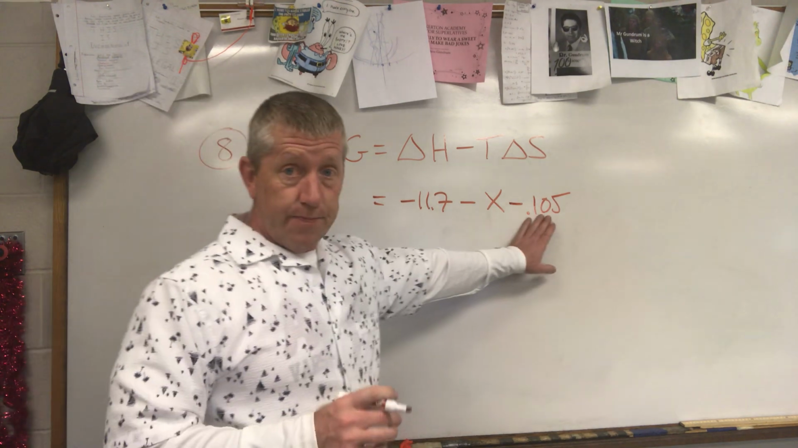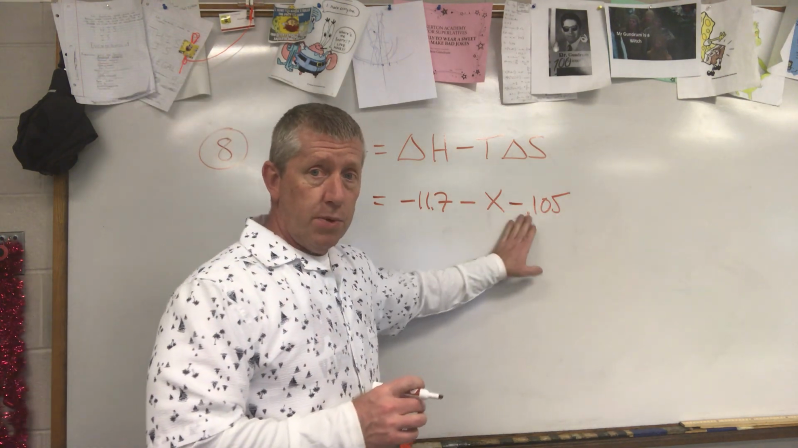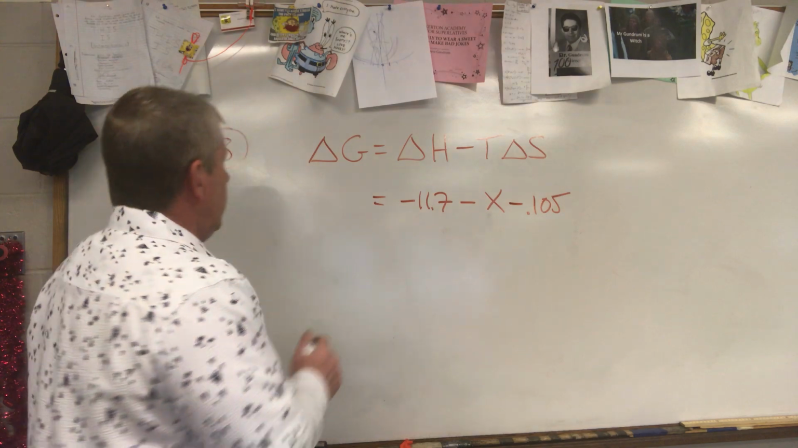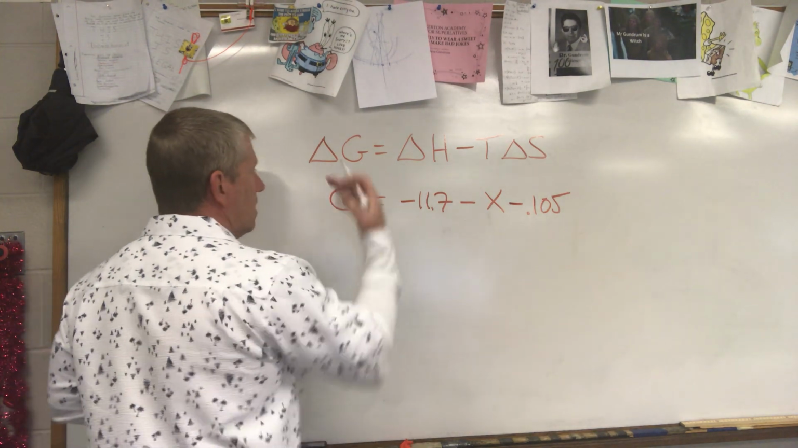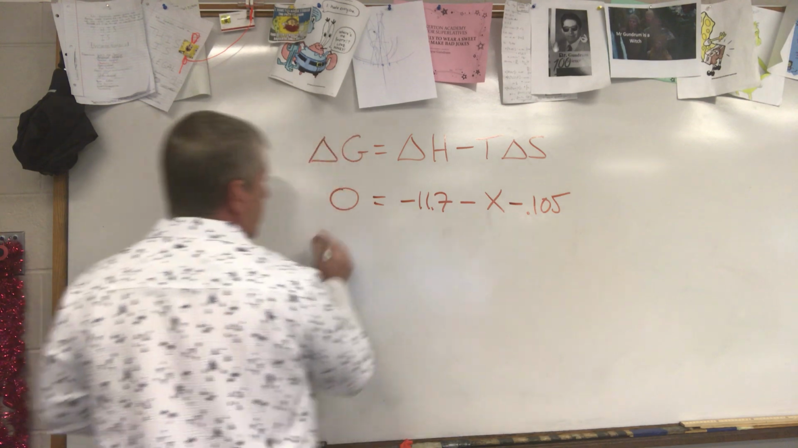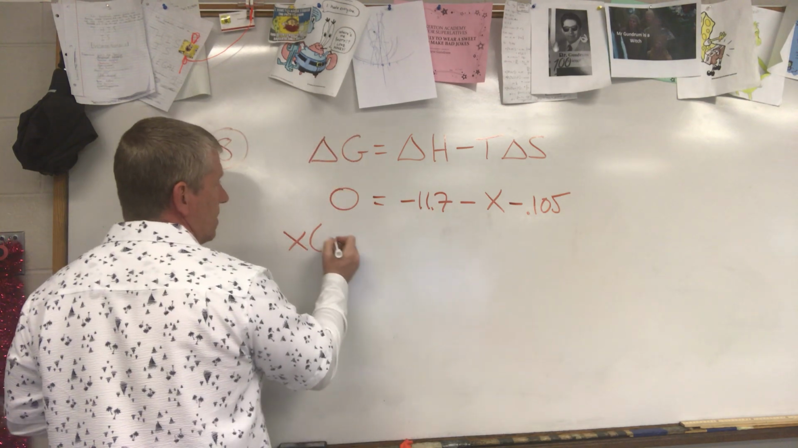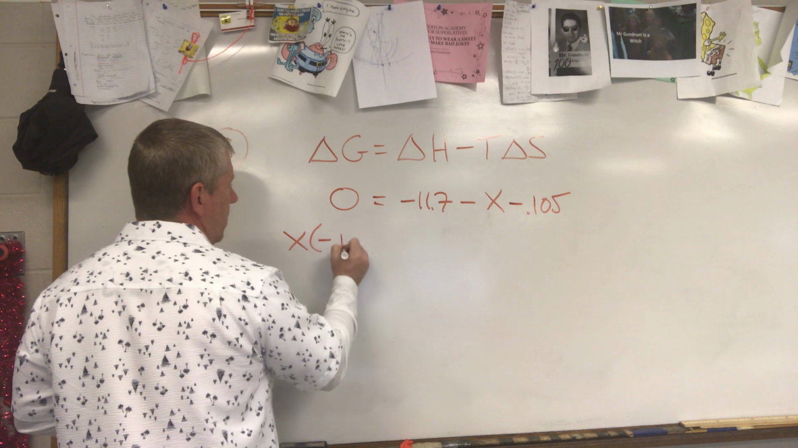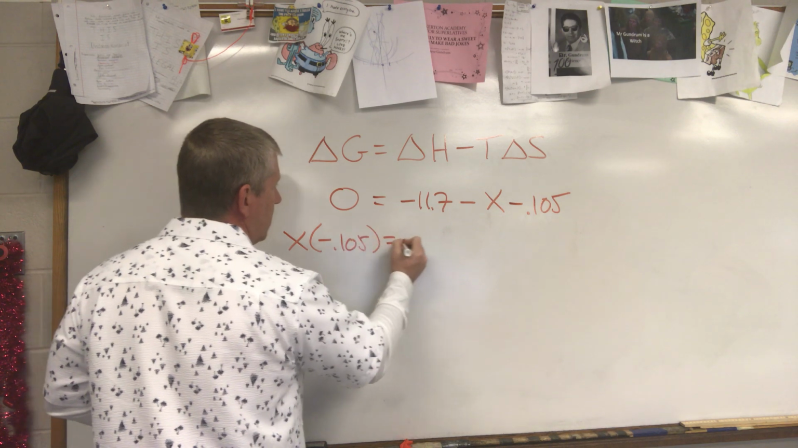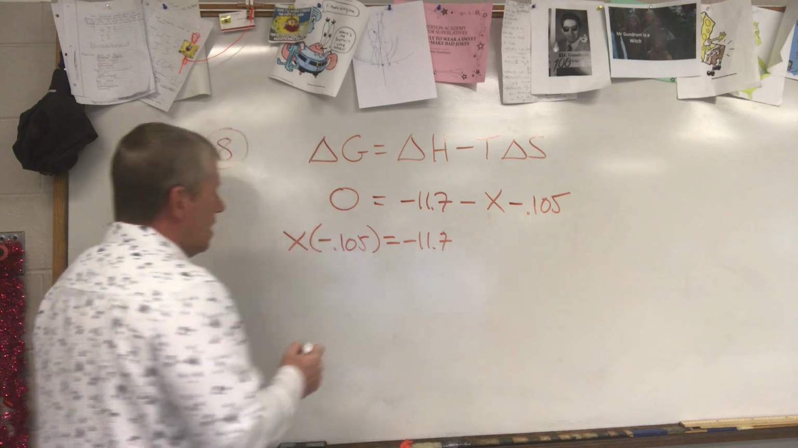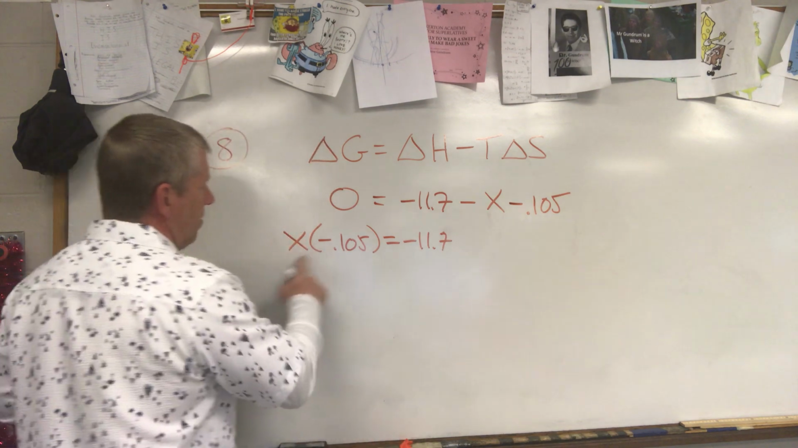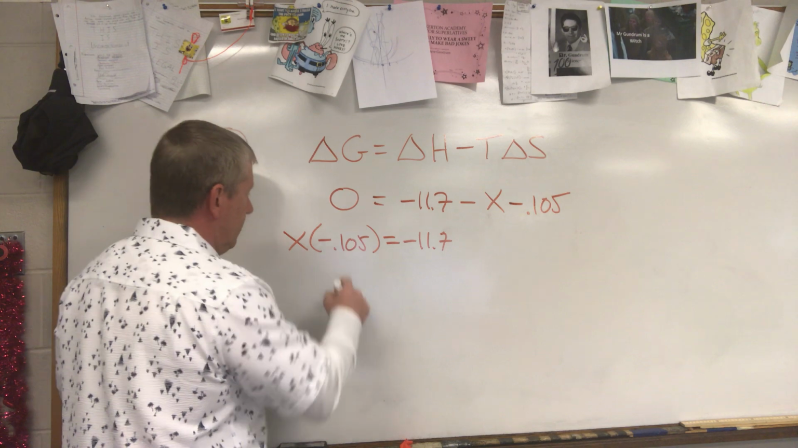Now it's in kilojoules. I moved it over 3 times to put in kilojoules. All right, remember, at spontaneity, G is 0. Solve for x. I'm going to bring this over again. So this is x multiplied by negative 0.105 equals negative 11.7. Okay, solve for x. Divide both sides by negative 0.105.